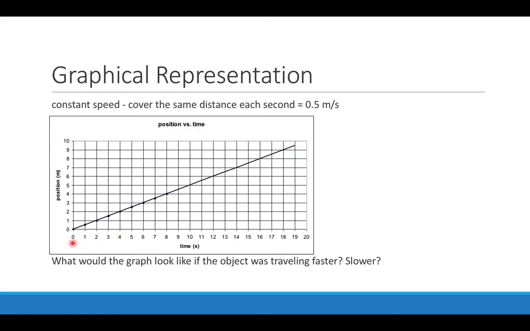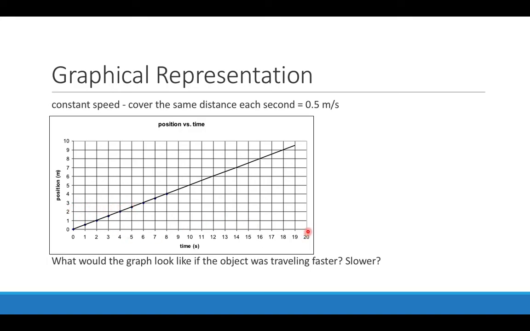But if we look at what this graph looks like, here's the position axis on the vertical and the time axis on the horizontal. So after 1 second, I've gone a half of a meter. After 2 seconds, I've gone 1 meter. 3 seconds, 1.5 meters. And by the time I get to 5 seconds, 2.5 meters, and so on.